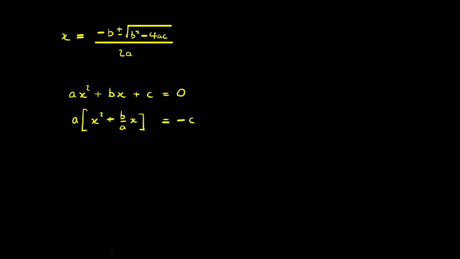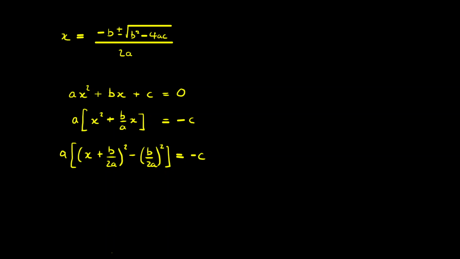Okay, now that I've done that, I want to complete the square with these terms here. Now, I'm not going to explain how completing the square works. That's for another video. I'm just going to do it here. I'm going to take the b upon a, divide it by 2 and put it here, and then subtract the b upon 2a squared. If you're not sure about that, you need to go away and review completing the square.